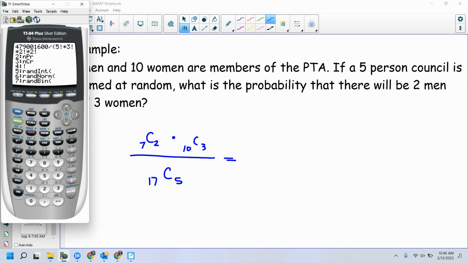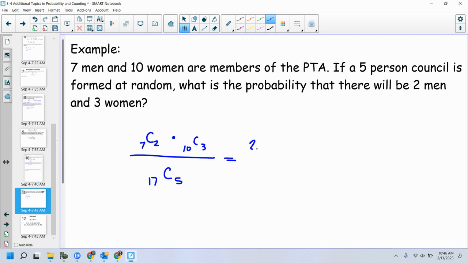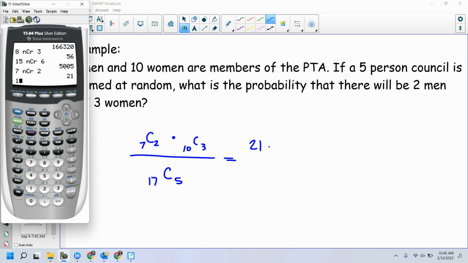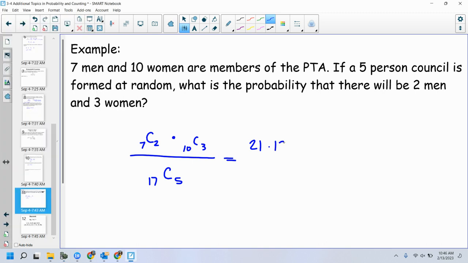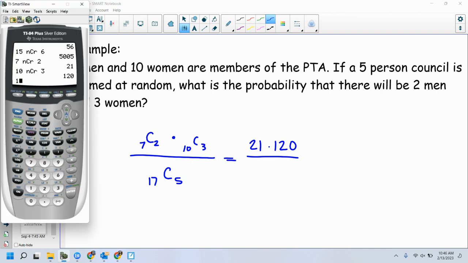Okay, so 7C2 is 21. 21 different possible outcomes that I could have where I'm choosing the 2 men. 10C3 is 120 different possible outcomes that I could have for the women. And then total number of possible outcomes that I could have overall, choosing 5 of them, 6188.